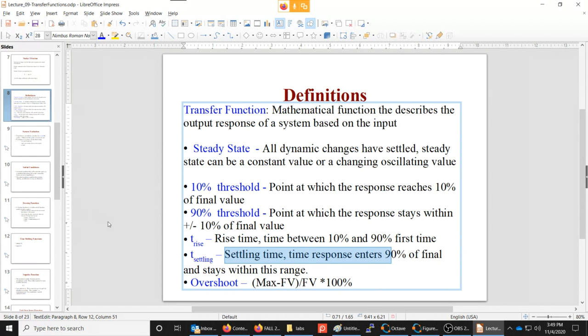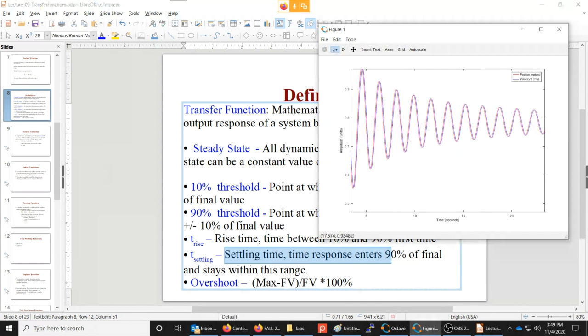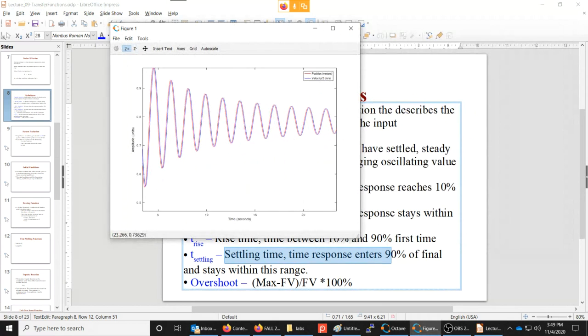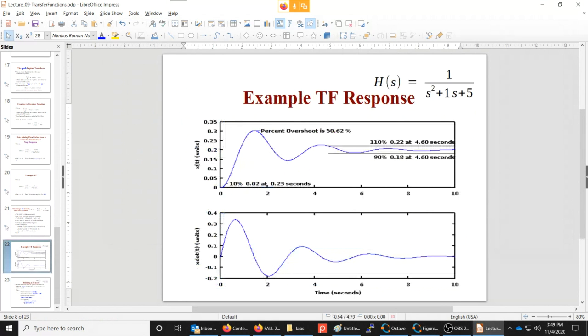You reach the steady state once the system gets to where it may still be bouncing around. So if you look at this system here, this is still bouncing around, and so this has not reached its steady state value. But it'll reach the steady state value when it gets within 10% of its final value. That's what we call the settling time.